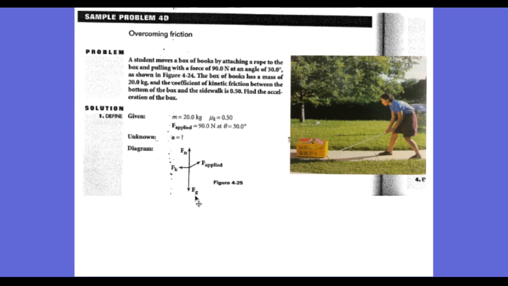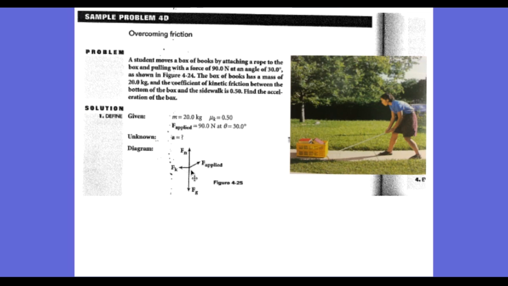I like to use W. Sometimes you'll see Fg for the force of gravity. That's the weight. And then the ground, since the ground is horizontal, the normal force points straight up. His applied force, which is the pulling force of the rope, is at an angle of 30 degrees to the right. And the kinetic friction opposes the motion, so it is to the left. So there are my forces acting on the box.